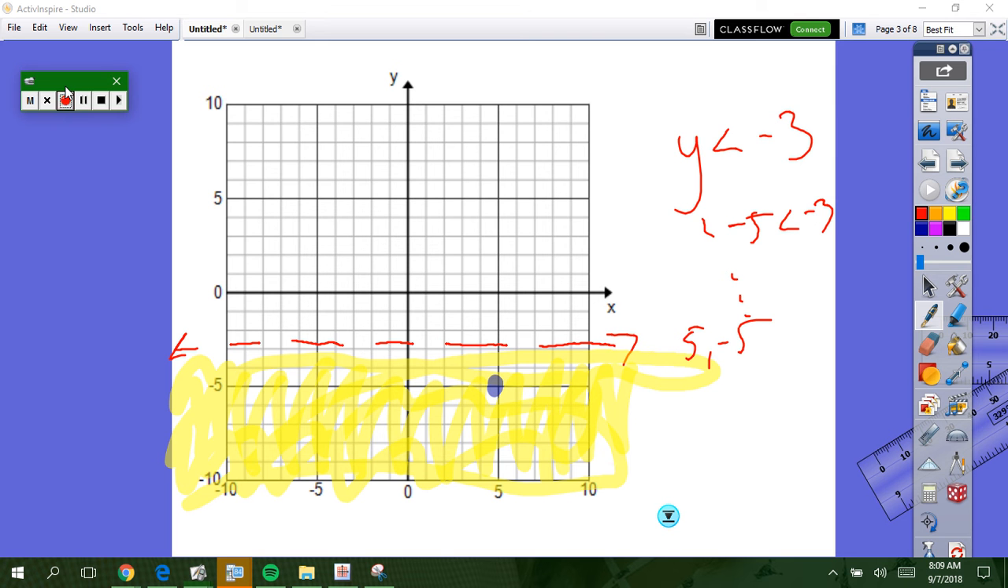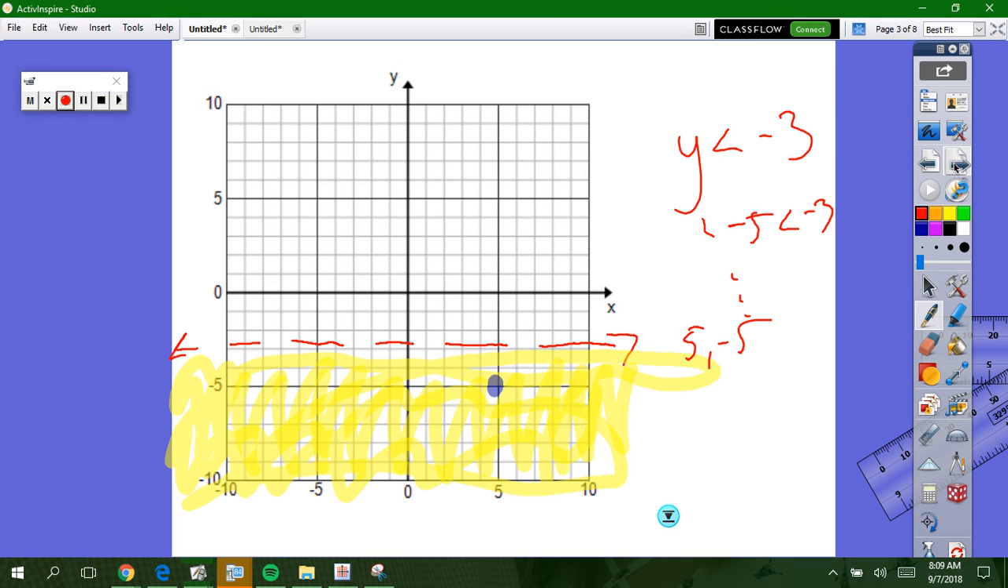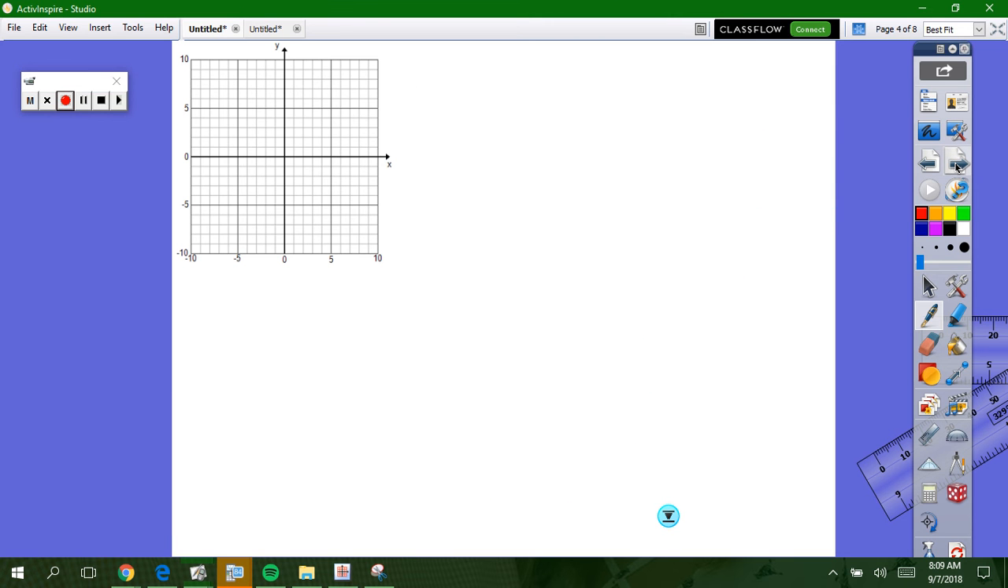Fun stuff. Look at that graph. Okay. Any questions there? Let's see your practice. Let's go ahead and do 64 today off of your packet. 64. Okay, 64.